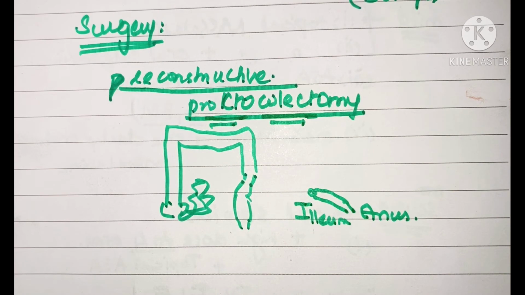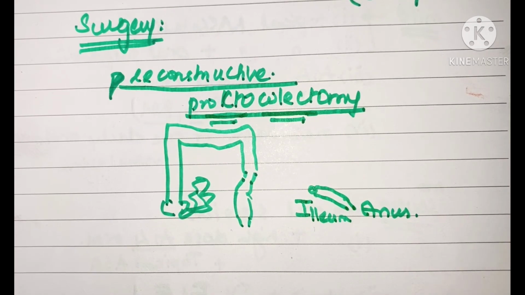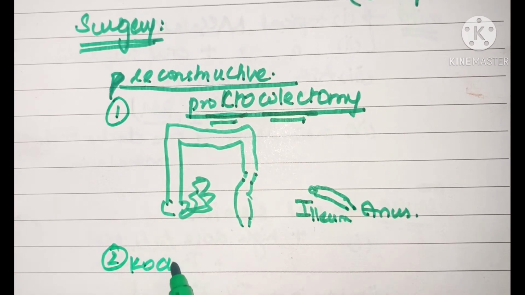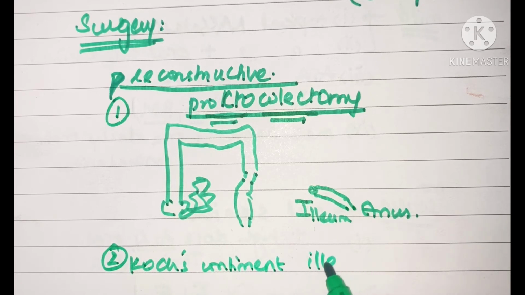Now in any patient, if we can't perform this procedure, there is an alternative for that procedure, that is Koch continent ileostomy. So this is one procedure. If not, we go for Koch continent ileostomy. We will make an ileostoma in this procedure.